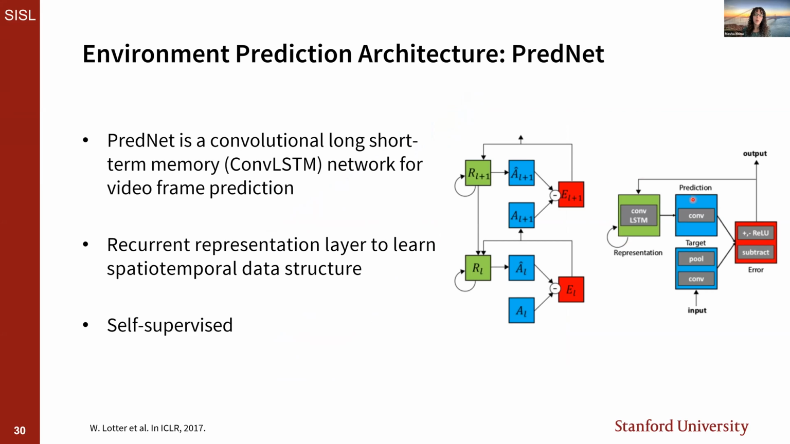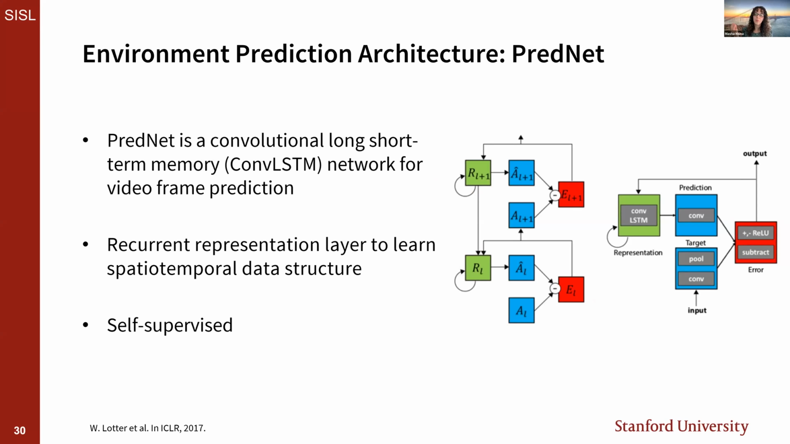This module is denoted in green, while the prediction and target modules are denoted in blue, and the error between them in red. The spatiotemporal representation layer receives input from the error from itself, according to the previous time step, and from upstream layers that are similarly spatiotemporal representation layers.